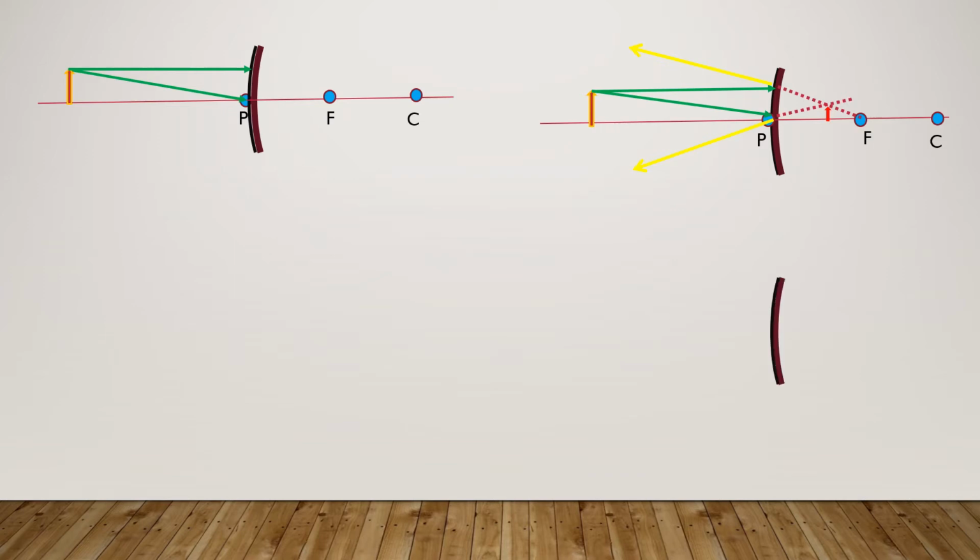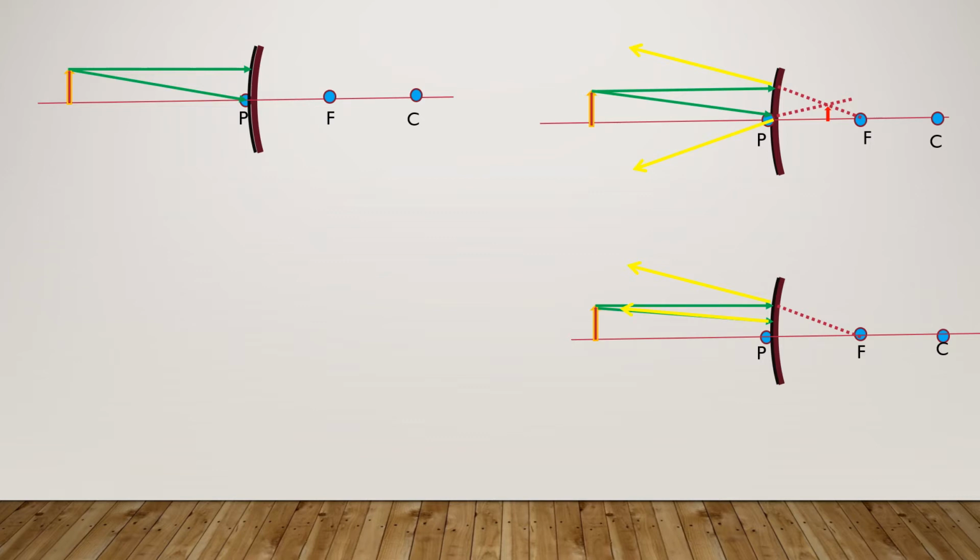Okay, now let us draw another case. You can see the convex mirror being drawn. I've drawn the pole, the focus and the center of curvature. Now I will take the first ray parallel to the principal axis. It gets reflected and it appears to be coming from the focus. Then we have drawn a ray which is appearing to reach the center of curvature. It goes in that way.